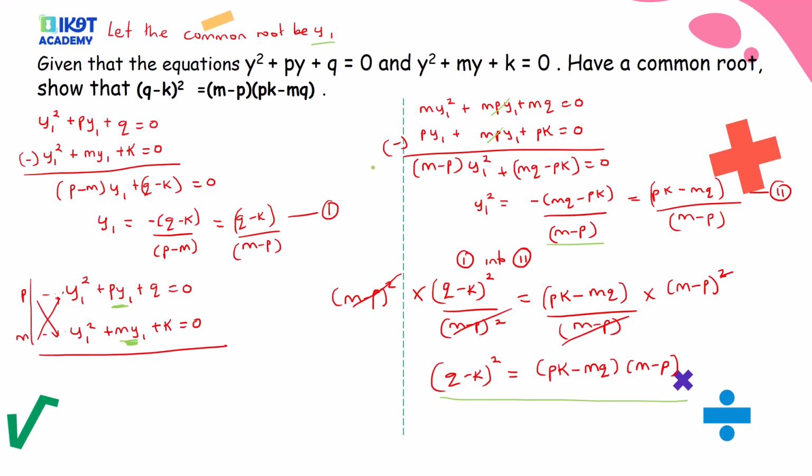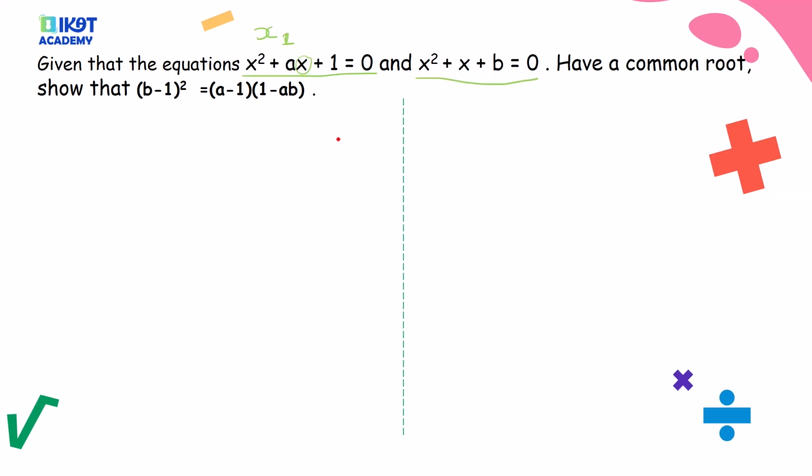So the next question is going to follow a similar pattern. Given that these equations have a common root, show that (b minus 1) squared is equal to this. We are going to use the same approach as the previous question, and I'm going to pause the video, and you can also pause the video, try it out, then play and see how we're going to do it.